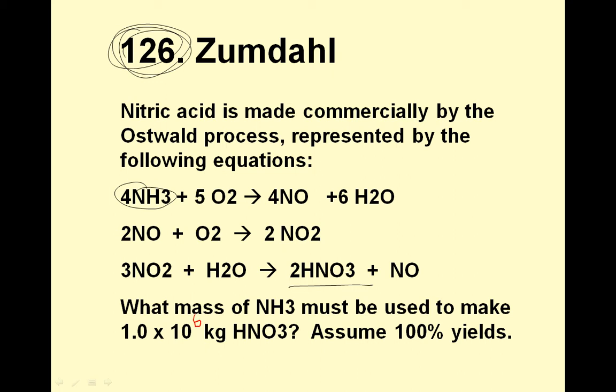So here's what I'm going to do. I'm going to flip back and forth through this, so the next page is blank for me. Now, I like to do my stuff in grams because that makes a lot more sense to me for my periodic table numbers. So that would be 1 times 10 to the 9th grams, a billion grams. So 1E9 grams of HNO3. And my goal is to get into grams of NH3. So I'm going to start off with grams of HNO3, and I'm going to go into moles of HNO3.